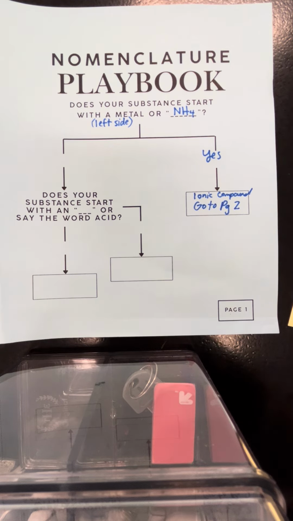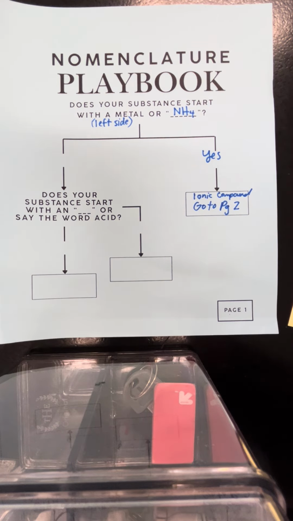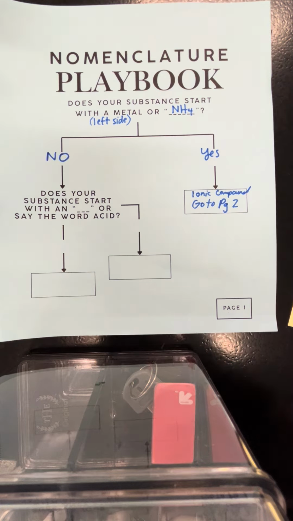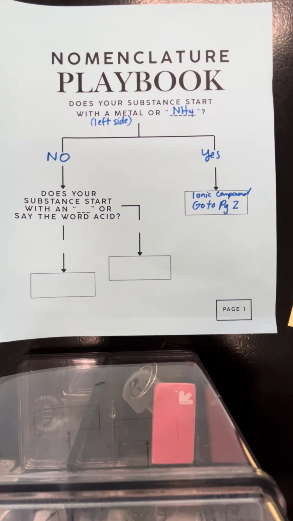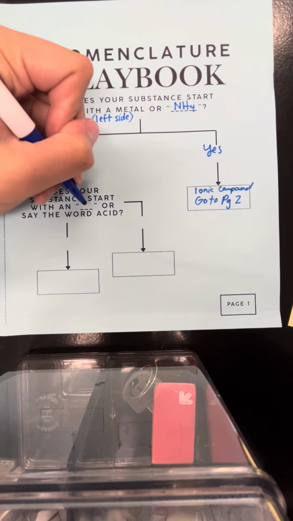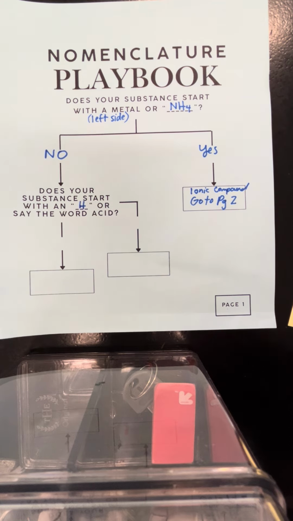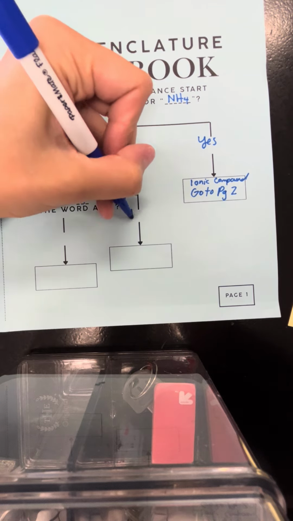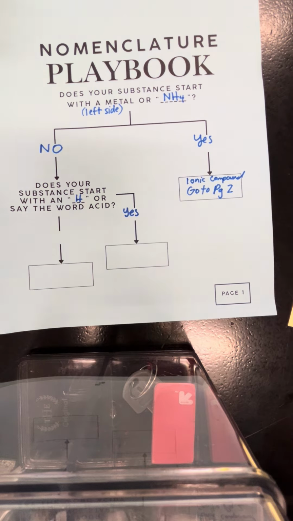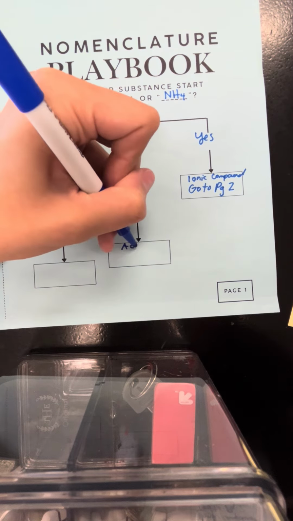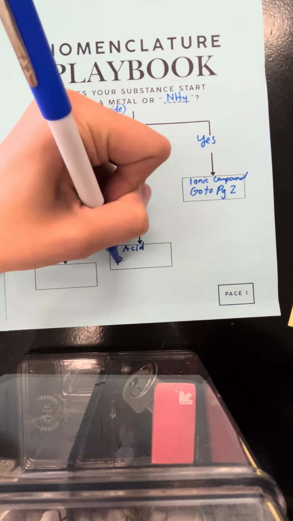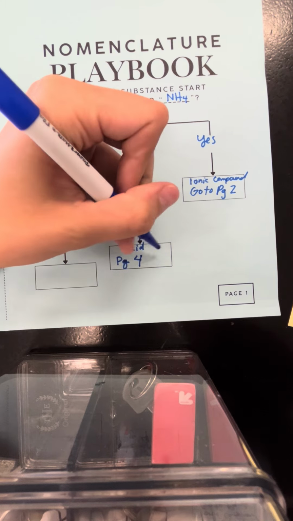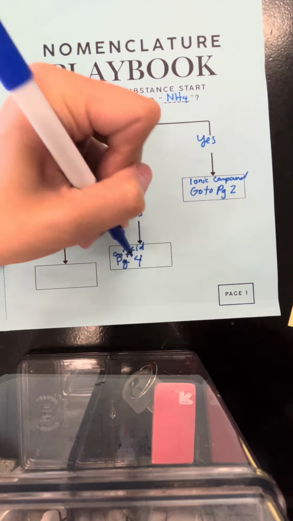Now, what if your answer was no? Your substance doesn't start with a metal or NH4. Then the next question you need to ask yourself is, does your substance start with an H or say the word acid? If the answer is yes to that, then you're dealing with naming an acid. So you are going to go to page 4. Sorry, I should have said go to page 4.